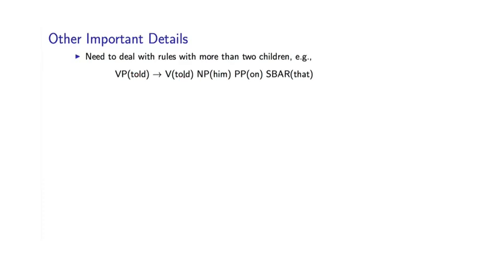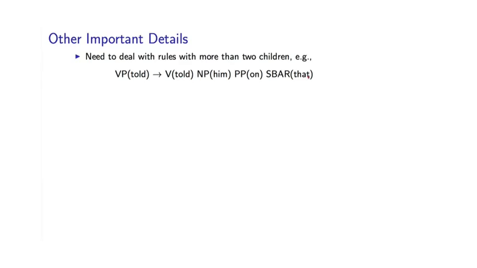One is that although I've shown you the case for lexicalized PCFGs in Chomsky normal form, it is important to deal with rules which have more than one child. So here I have an example rule from the Penn tree bank, which has 1, 2, 3, 4 children on the right-hand side of this rule.